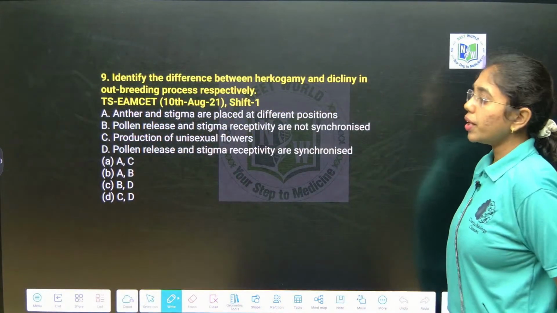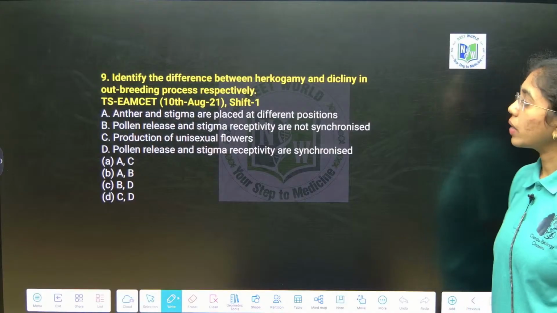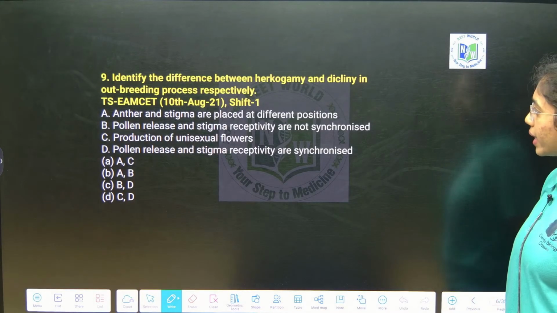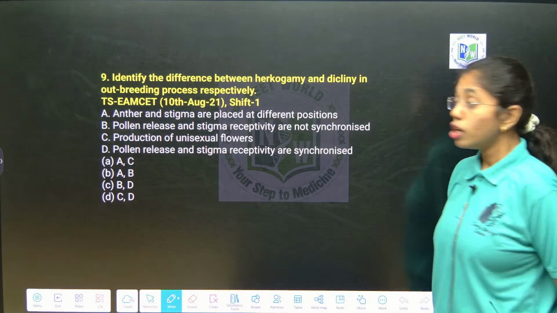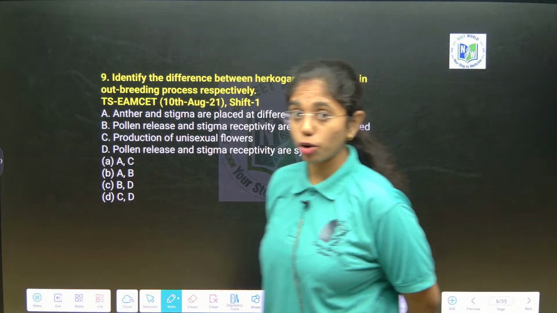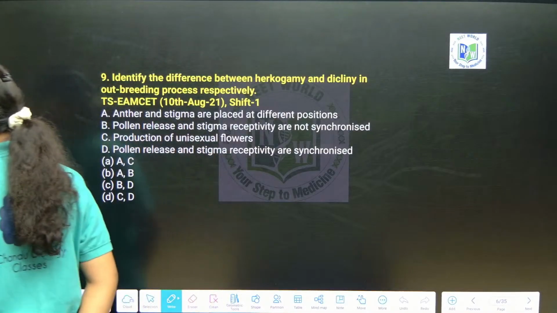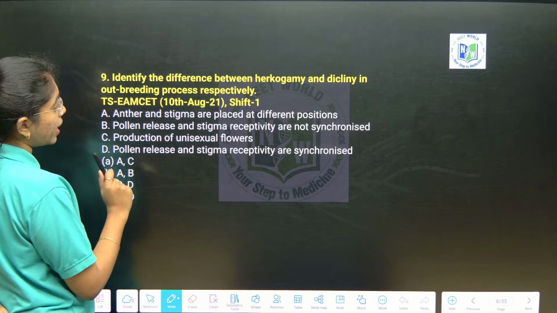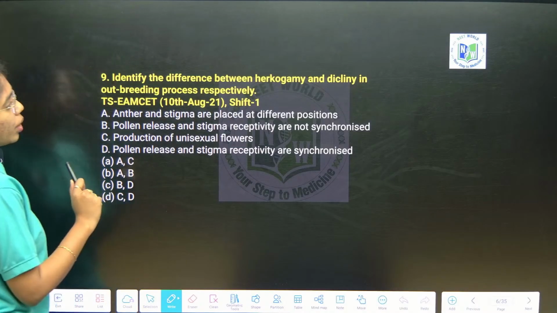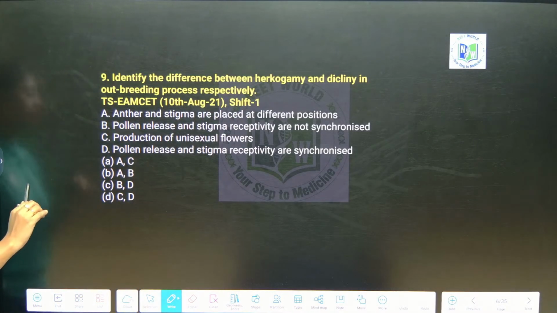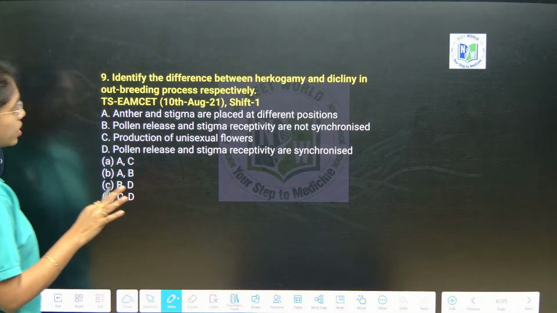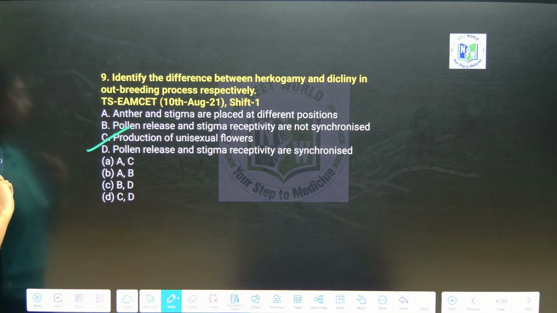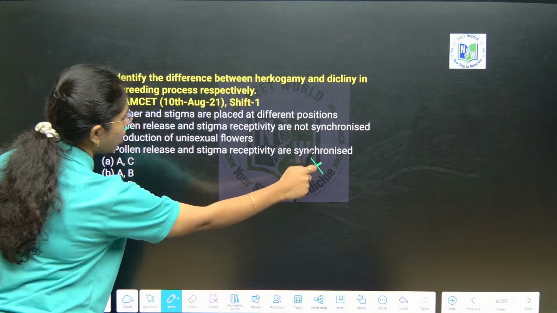Next question you look into. Here, identify the difference between hercogamy and dicliny in the outbreeding process. So here is a question from outbreeding devices. If you see, anther and stigma are placed at different positions. Pollen release and stigma receptivity are not synchronized. Production of unisexual flowers, pollen release and stigma receptivity are synchronized? No, they are not synchronized.